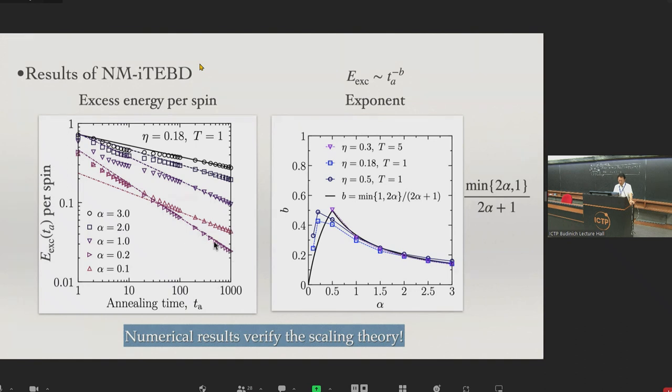And these symbols are for the different power of the transverse field. The right figure shows the power of the decay of excess energy, this B, as a function of alpha. The previous theory predicted that this power has this dependence on alpha. The solid line shows the theoretical prediction, and symbols are obtained by numerical simulation.